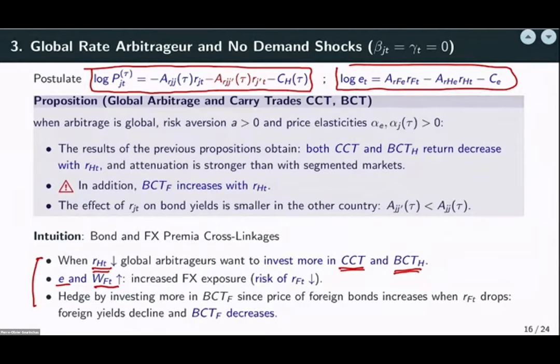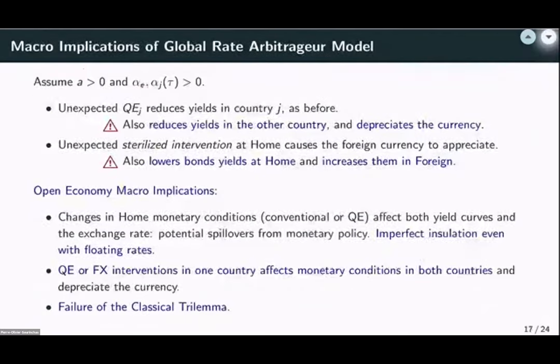Now, the question from the point of view of the global rate investor is how do I deal with this increased exposure to the foreign currency? This is what gives you an impact on the foreign term structure. The best way to hedge that increased FX exposure is going to be to invest in the long-term foreign bonds. Why? Because their price is going to increase when the foreign short rate is dropping, which is what's going to put your exposure at risk. So now that global rate arbitrager wants to take a longer position in the bond in the foreign currency. That again leads to an increase in the price of these bonds and leads to a required adjustment in the bond carry trade in the foreign country.